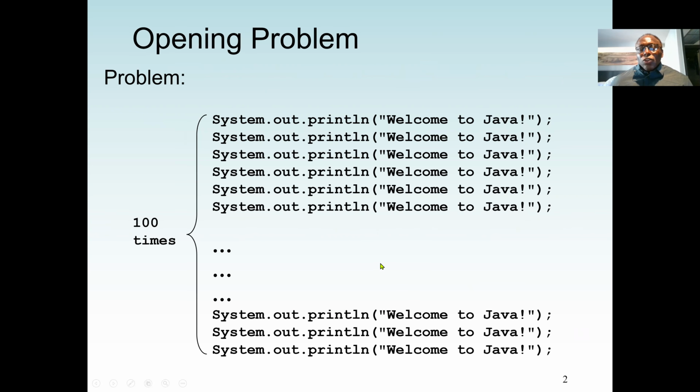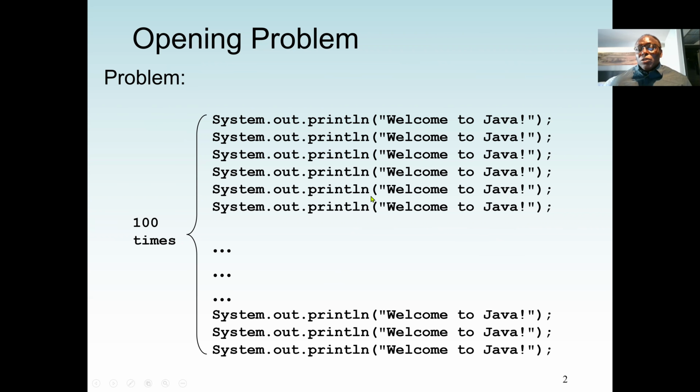Now, before we start, there's one problem here. For example, we want to print "welcome to Java" 100 times. In this case, we write System.out.println 100 times, which is too much. It takes a lot of time to write System.out.println 100 times. Imagine we want to print "welcome to Java" 1,000 times, which means we have to write System.out.println 1,000 times. Without a loop, we have no other option. So a loop will solve this problem.